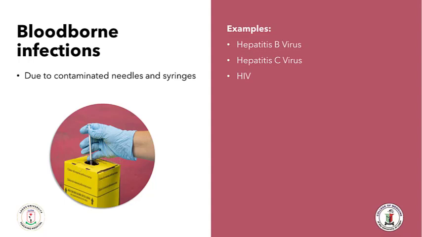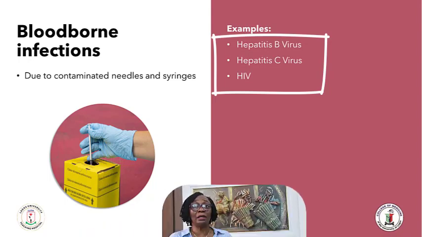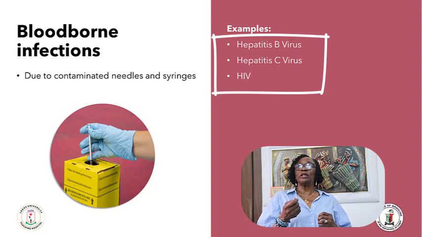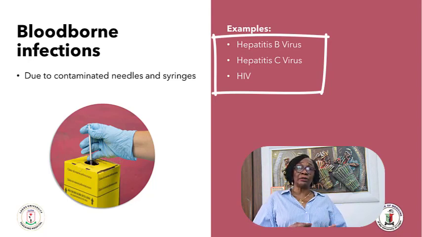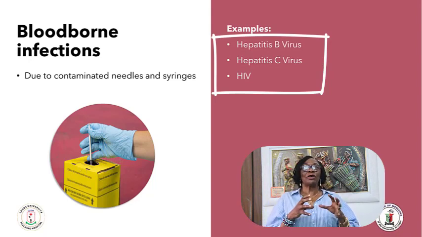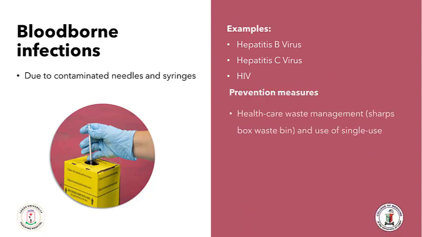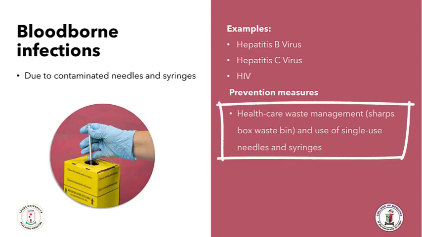Two major examples are the hepatitis viruses and HIV. The most important ones are hepatitis B and hepatitis C. And they're usually due to inoculation injuries, due to contaminated needles and syringes. So it's very important that when you give an injection, when you take blood, you immediately discard the needle into a sharps box, which means that the sharps box must be close to you when you're performing these duties.